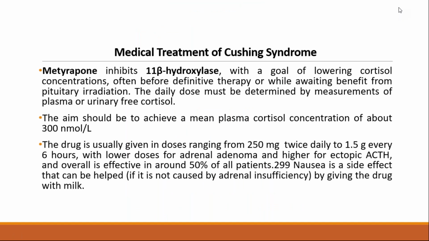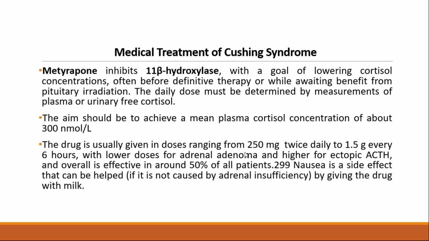Now, coming to the medical treatment for Cushing syndrome, metyrapone inhibits 11 beta hydroxylase, with the goal of lowering cortisol concentration, often before definitive therapy or while awaiting benefit from pituitary irradiation. The daily doses must be determined by measurements of plasma or urinary free cortisol levels. Our aim is to achieve a mean plasma cortisol concentration of about 300 nanomole per liter.